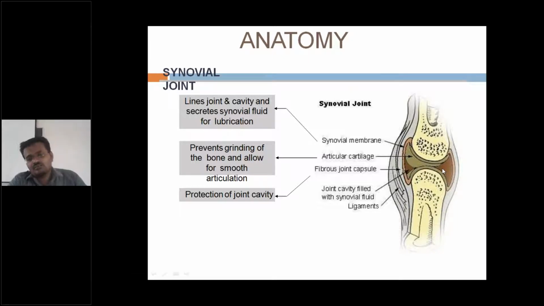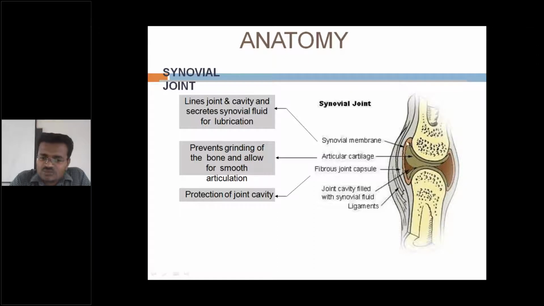What is the importance of synovial fluid? It creates lubrication for the free movement of the joint. It's just like small ball bearings in which we pour oil. This synovial fluid is very viscous, very thick, so it provides a viscosity due to which there will be free movement of the joint. So that is the importance of the synovial fluid.